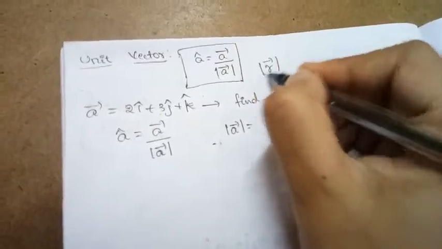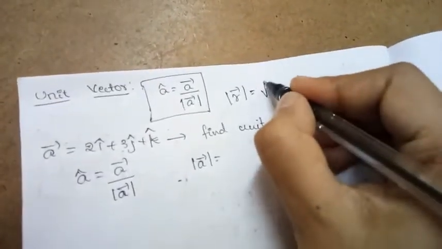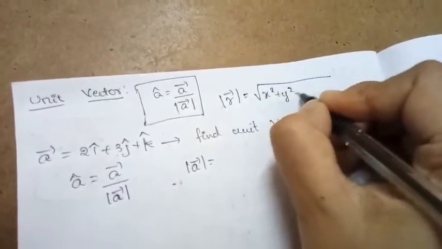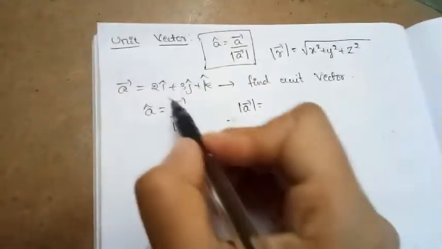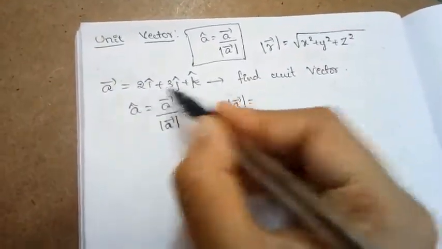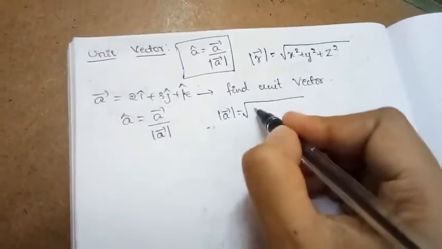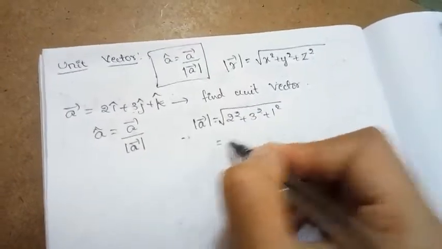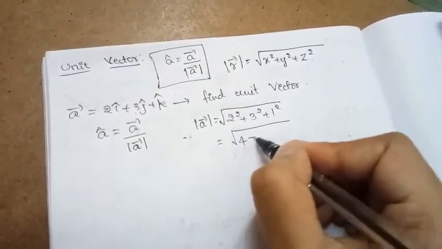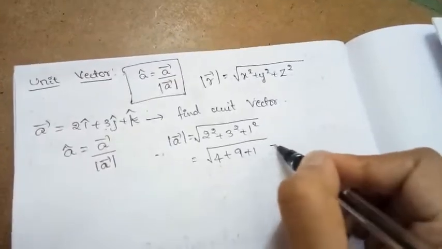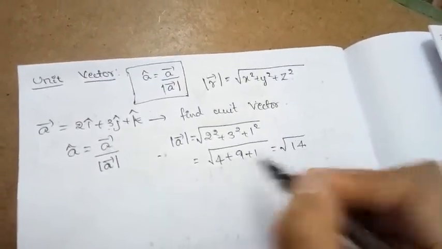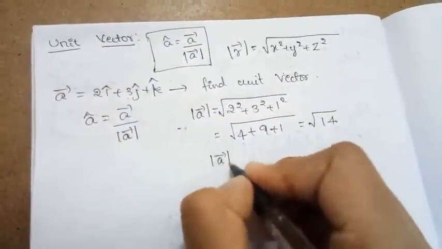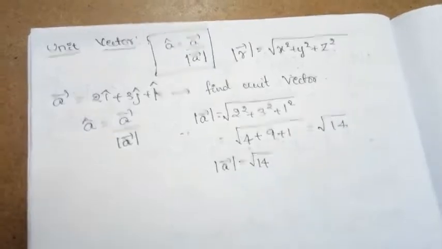If R is given, how are we going to find the magnitude of vector R? That is nothing but the square root of x square plus y square plus z square, the squares of the scalar components. So that is the square root of 2 square plus 3 square plus 1 square. 2 square is 4, 3 square is 9, 1 square is 1: 9 plus 1 is 10, plus 4 is 14. So the magnitude of vector A is nothing but root 14.